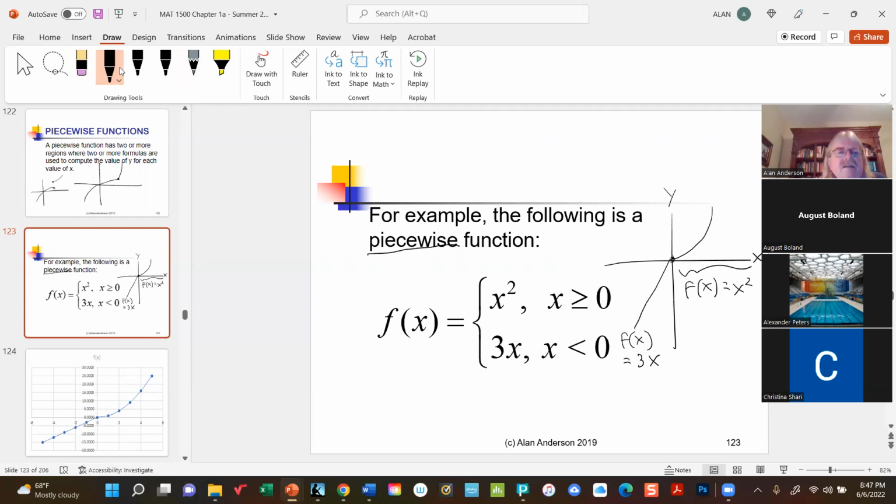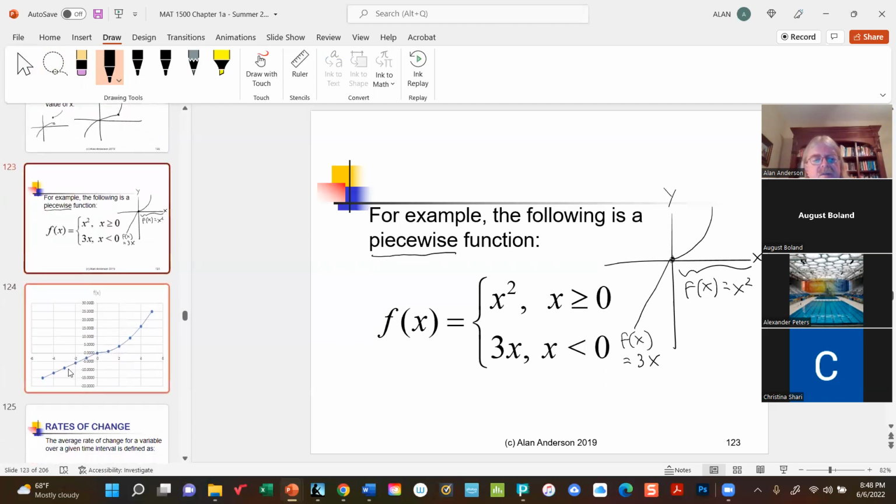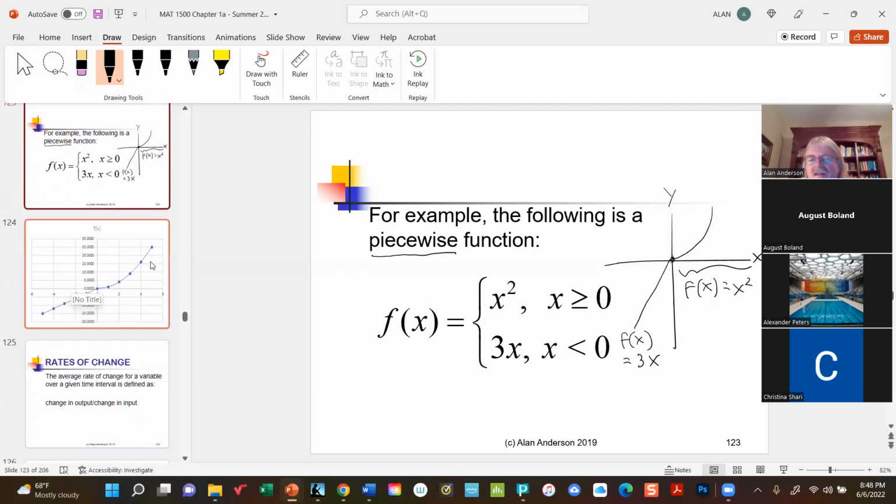You run into this in practice sometimes where the behavior of something can be very different in certain regions. Anyway, so this is really more notation than anything else. We're not going to really spend a lot of time with piecewise functions. I just wanted you to see this.